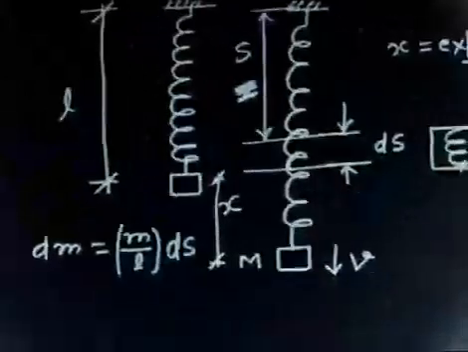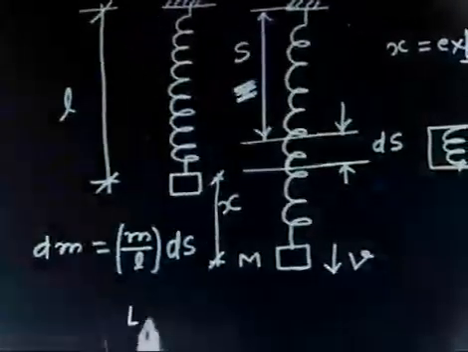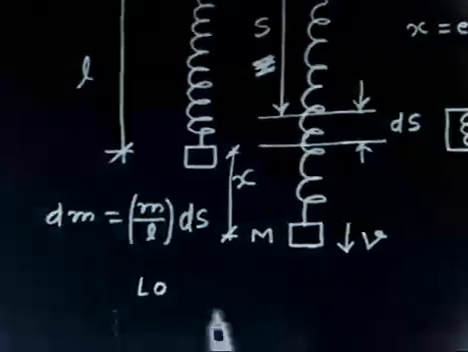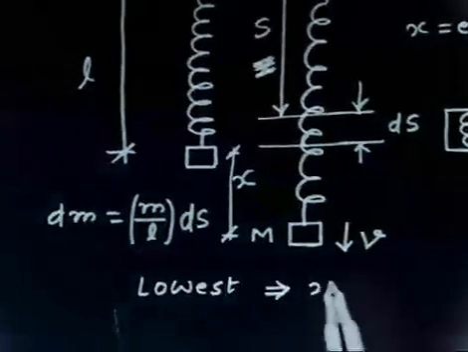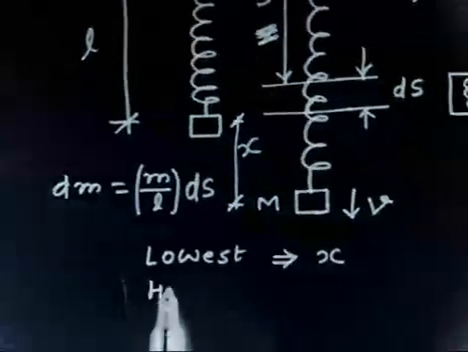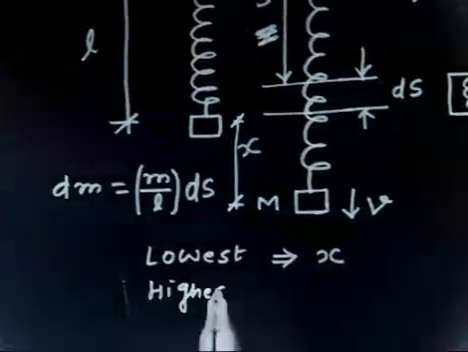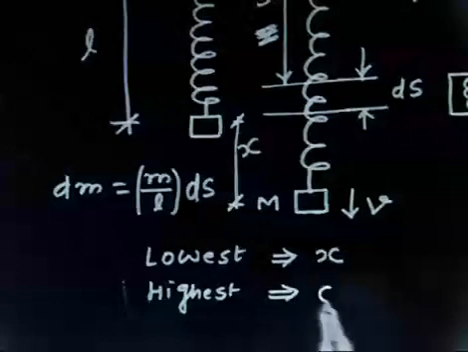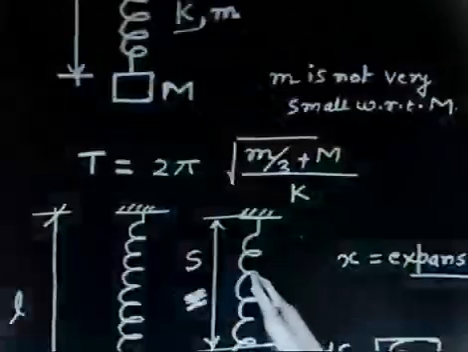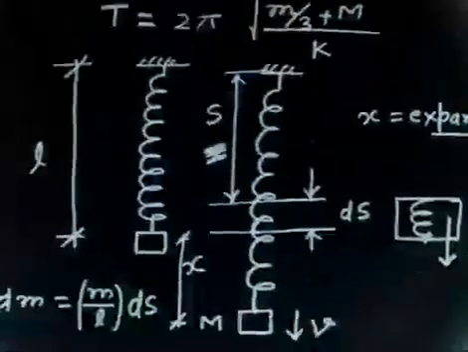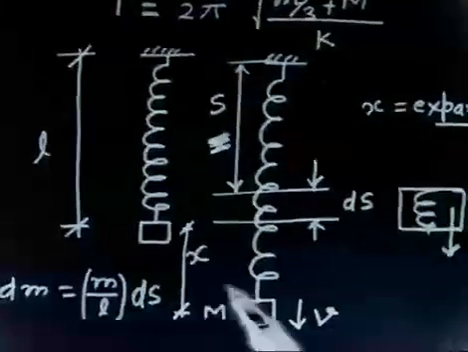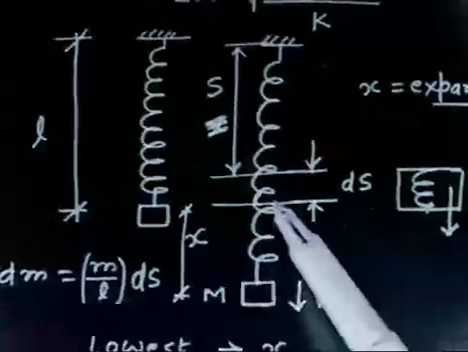So now you have two things. The lowest point, that is this point, has moved a distance x, and the highest point has moved a distance 0. You see here, this point is still here, it has not moved any distance. So this means the expansion of the spring is not constant everywhere.